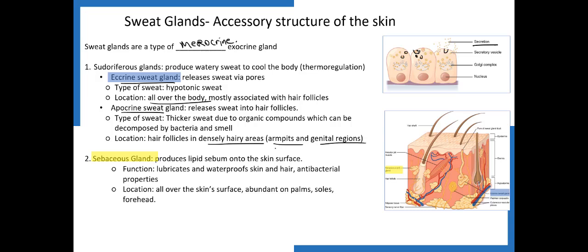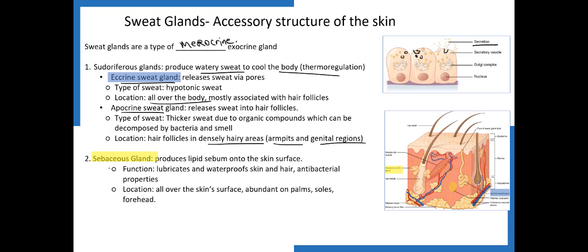So the sudoriferous glands produce the watery sweat that we think of as sweat, and the purpose of that is to cool down the body. So we produce sweat when we're hot, right? In order to try to cool down the body.